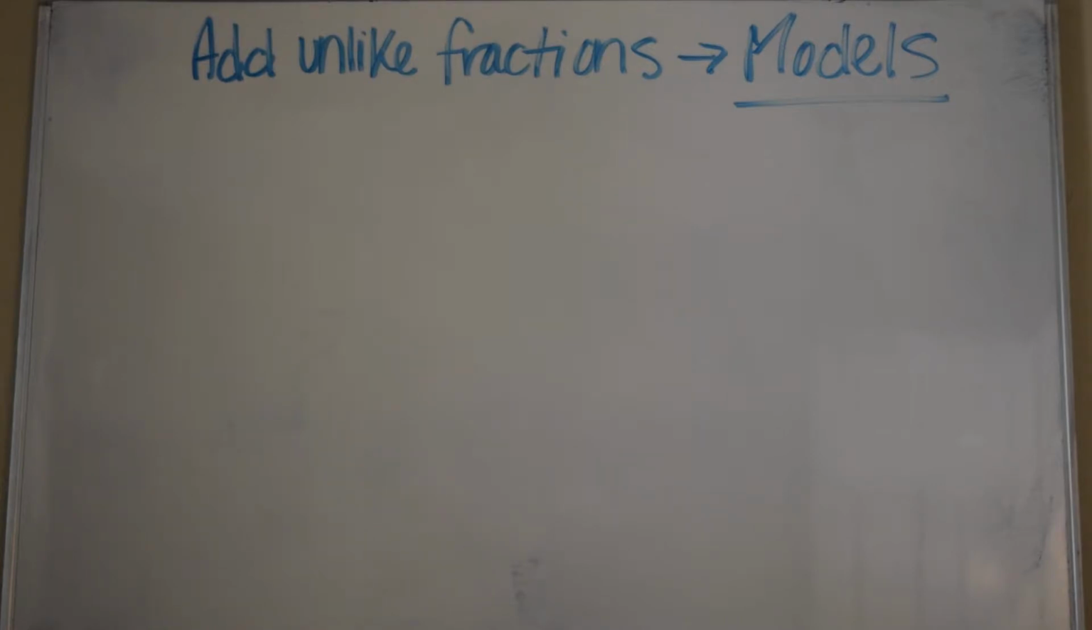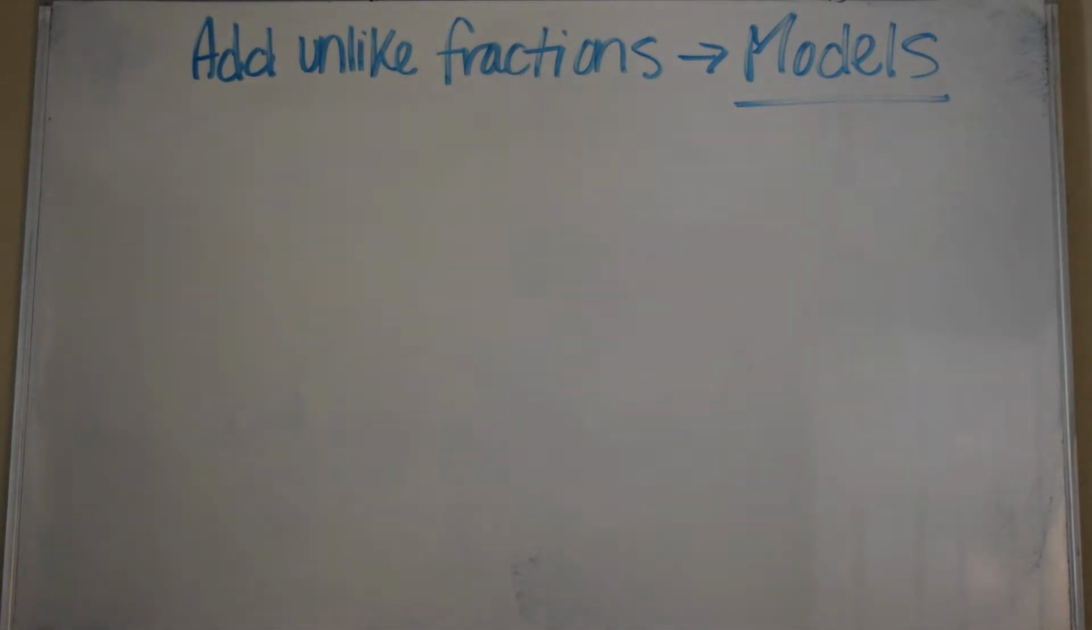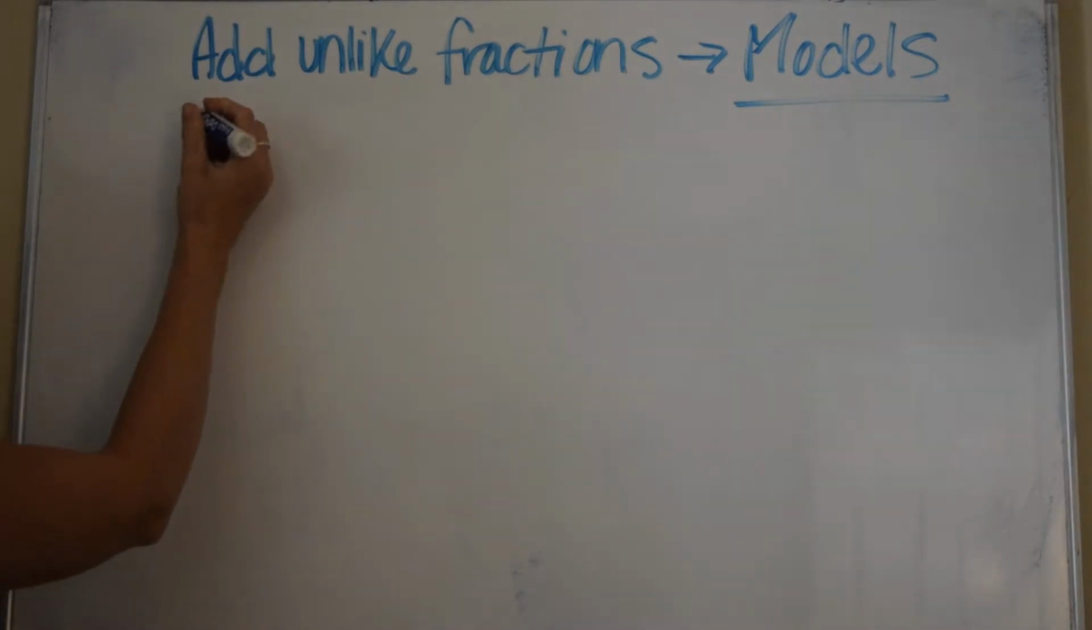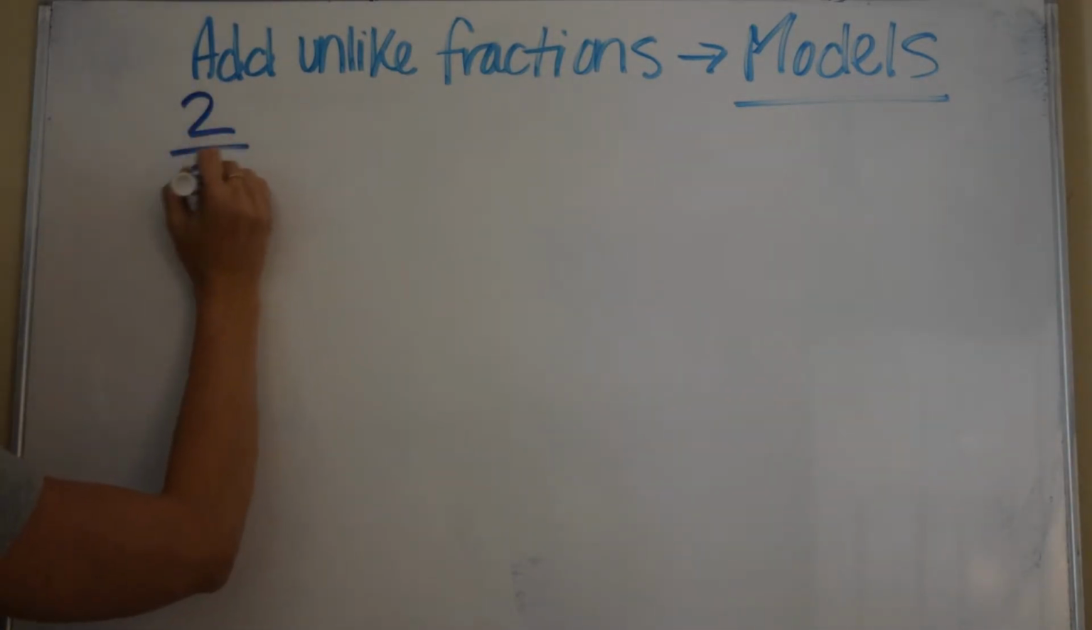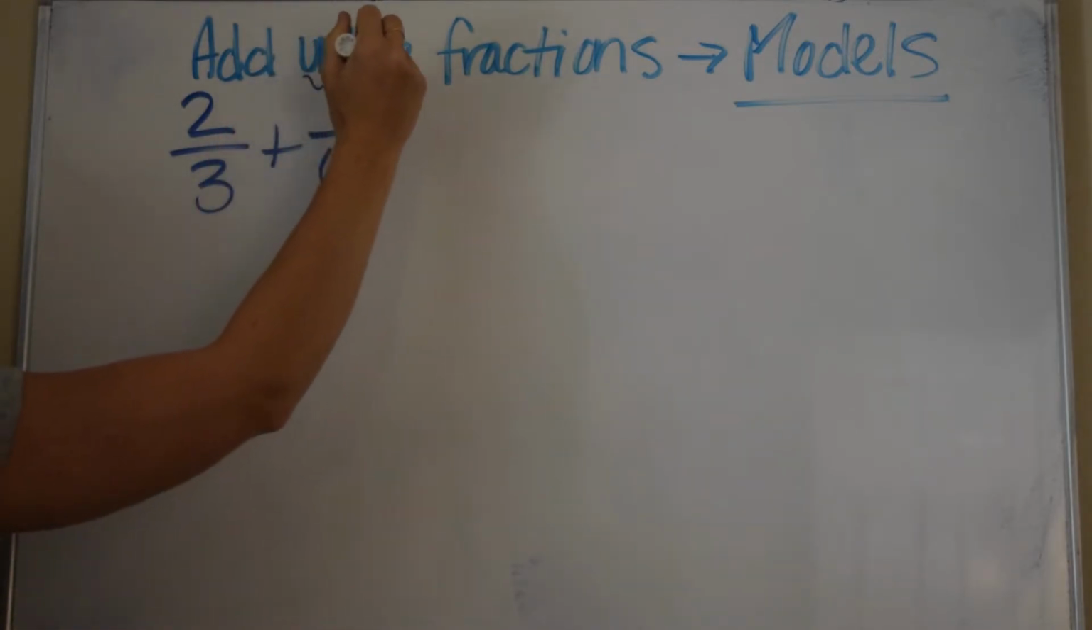So again, if you're following along in McGraw-Hill, we are in chapter 9 and we are on lesson 4. So this is called hands-on, or using models to add unlike fractions. So here we go, we're gonna get started. I'm gonna do two examples for you. Our first example says to add the following fractions: 2/3 plus 1/6.